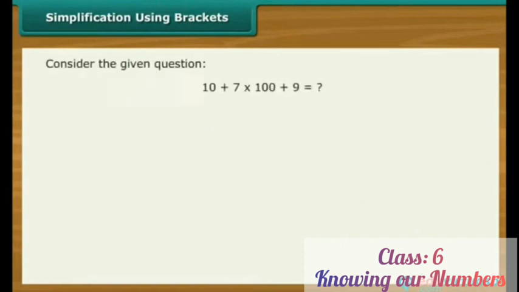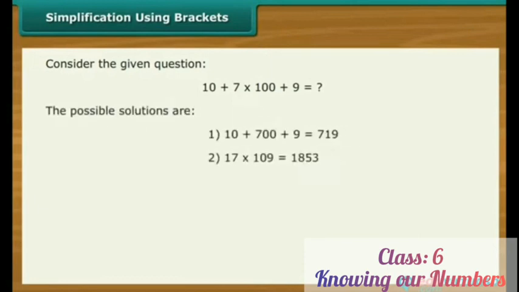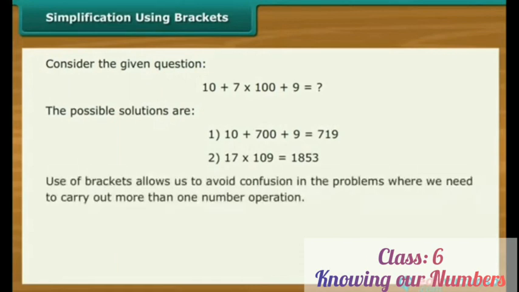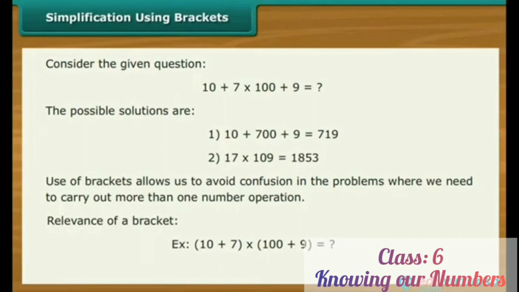Simplification using brackets. Consider the given equation. This equation can be solved in two ways. Which is the correct answer? Using brackets allows us to avoid confusion in problems where we need to carry out more than one operation. Let us see how. In the question shown on the screen, we calculate the bracket first. The answer would be 17 into 119, which is equal to 1853.